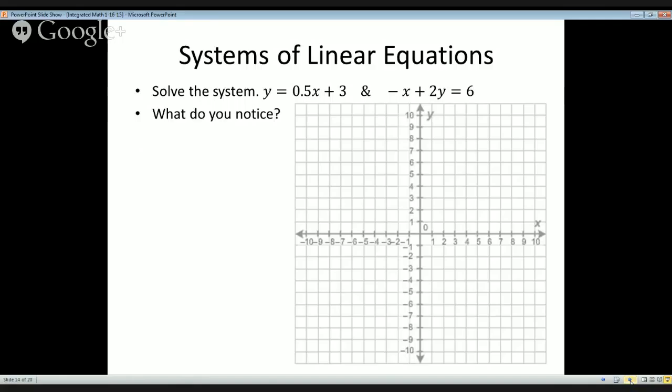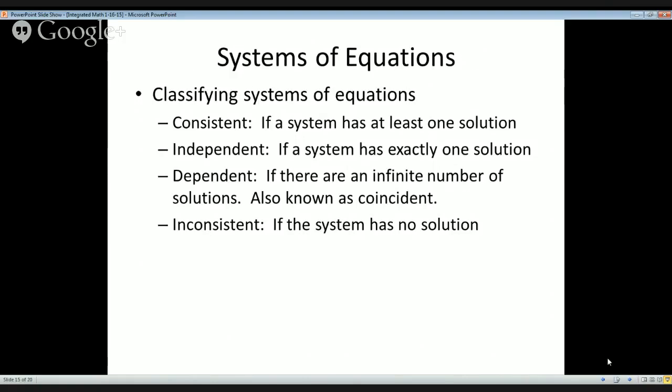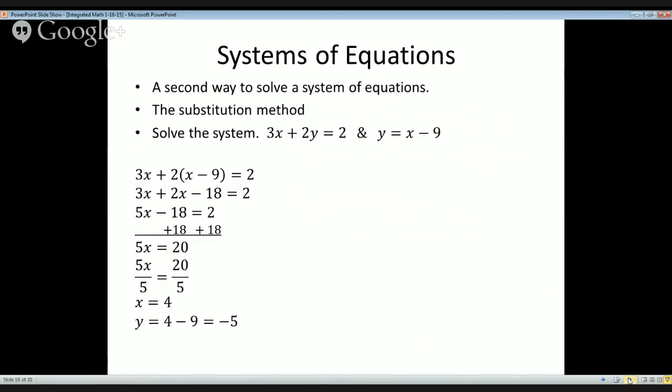Our first situation with systems has two lines that intersect at one point. The one right before this was two lines that were parallel and never intersected, so there was no solution. So we had one solution, no solutions, and now we have a situation where one line is right on top of the other, and we have multiple solutions. Any point that's on either of those lines works in both situations. We're going to skip this.